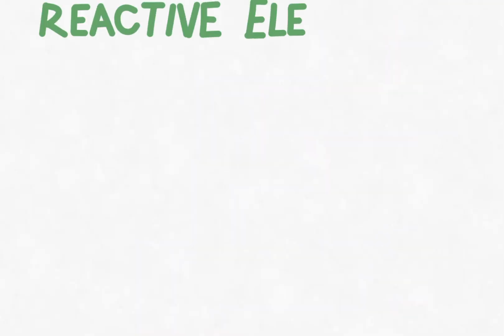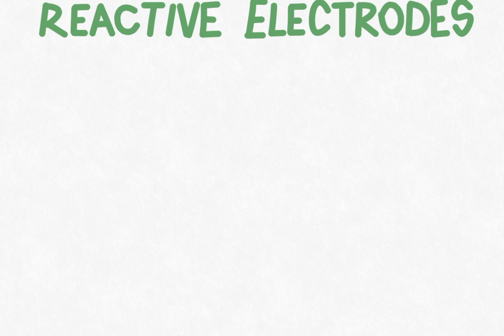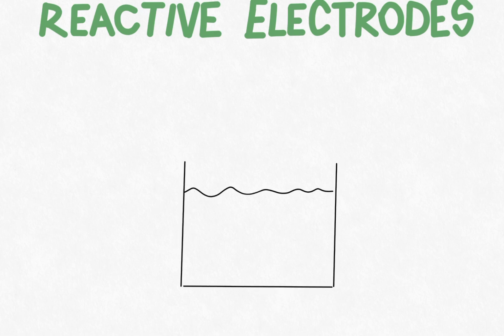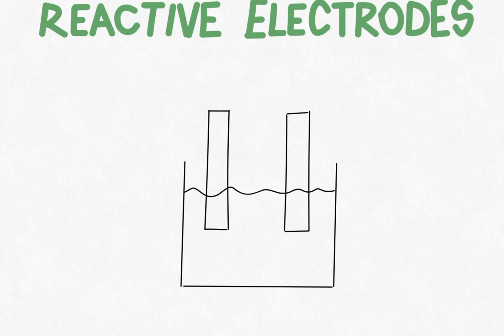Today we're going to have a look at some of the uses of electrolysis. But before we go into that, we have to look at how the reaction will look if we use reactive electrodes instead of inert carbon electrodes. Now the setup would look the same as normal carbon electrode electrolysis.